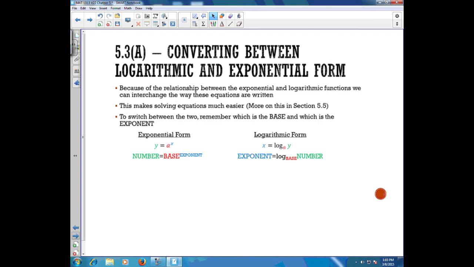So one other really important thing about logarithms and exponents is that you can write their forms in different ways. And you've seen that in the past few examples that I've done. But this time we're going to actually do it intentionally. Because of the relationship between exponentials and logarithmic functions, we can basically just interchange the way these equations are written. It makes for solving equations much easier. So to switch between the two, you just have to remember which one's the base and which one's the exponent. And the number part will be the third piece. So here I have it color-coded.